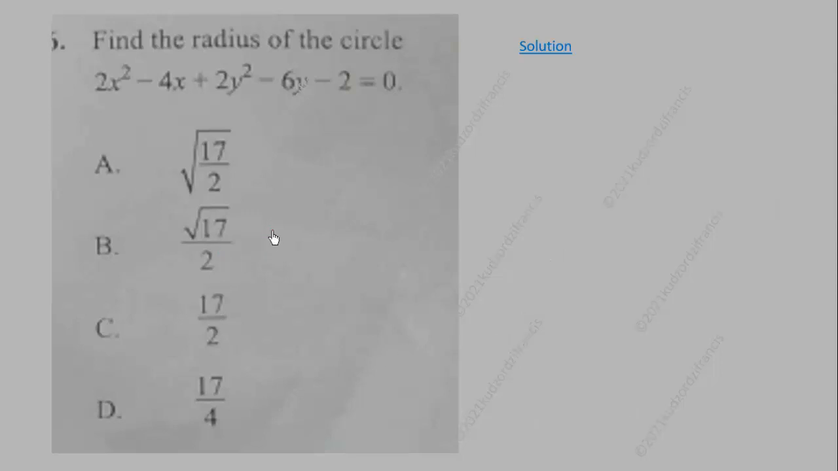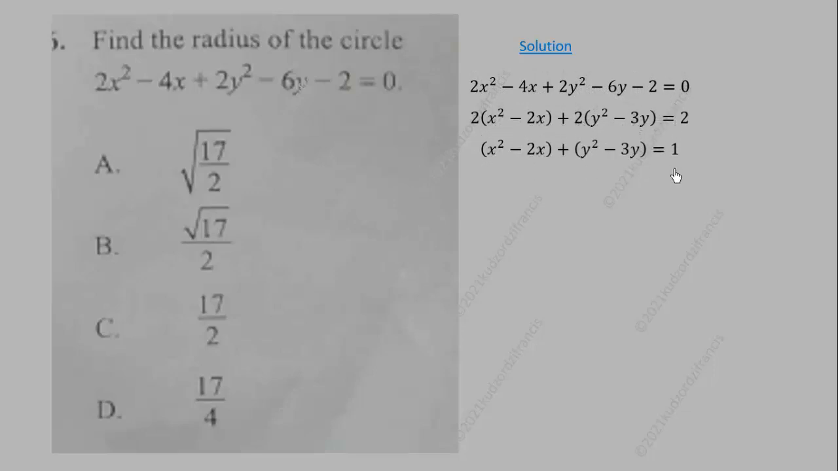And we're using the second approach too. With that one, we are going to complete the square. So we have 2x squared minus 4x plus 2y squared minus 6y minus 2. First, let's factor 2 out to obtain this, and divide through by 2 to obtain this. Let's complete the square for x squared minus 2x. So we add the square of half of this, which is 1, and we add it to the other side too.